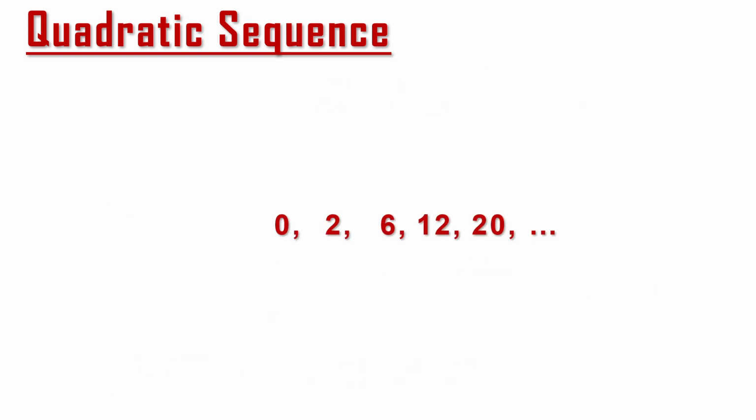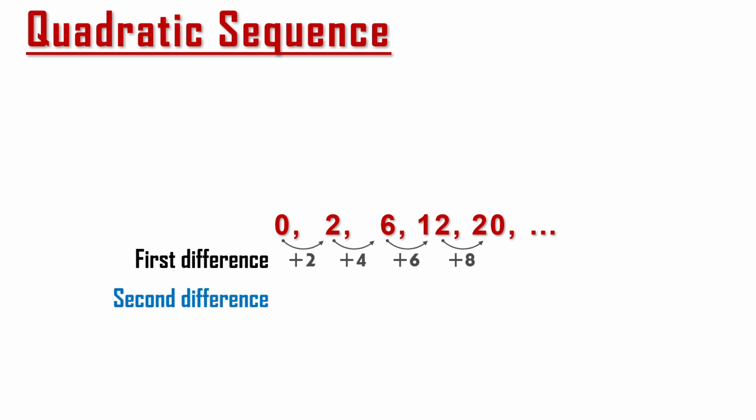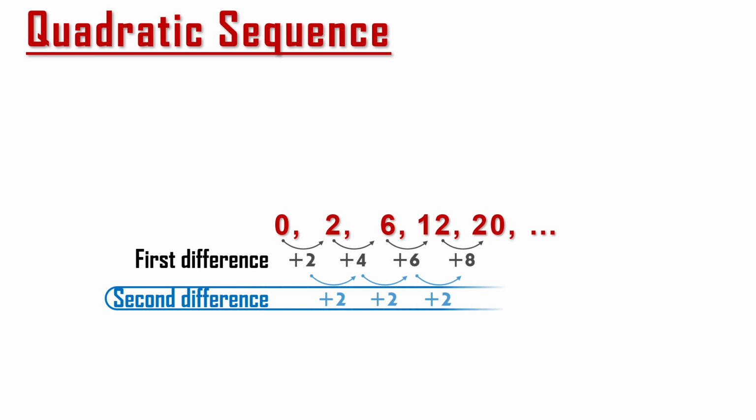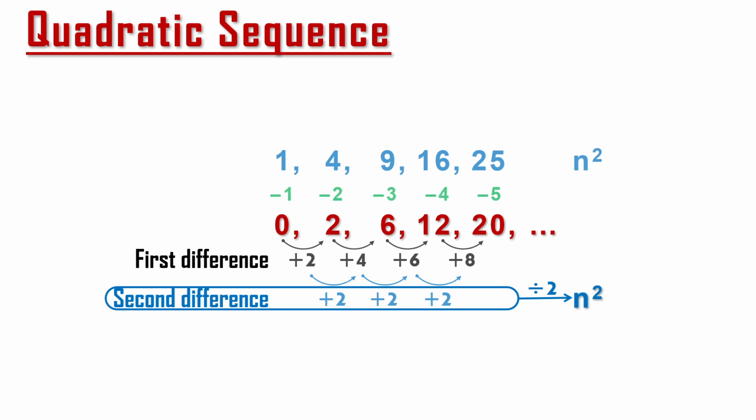Now, let's try a couple of examples together. In this sequence, 0, 2, 6, 12, 20, the first difference is 2, 4, 6, 8. And the second difference is always 2. Since the second difference is 2, it contains n squared. Now compare the original sequence with n squared. We can see that we need to subtract 1, 2, 3, 4, 5 to match the original sequence, meaning this linear sequence is negative n. So the general term for this sequence is n squared minus n.